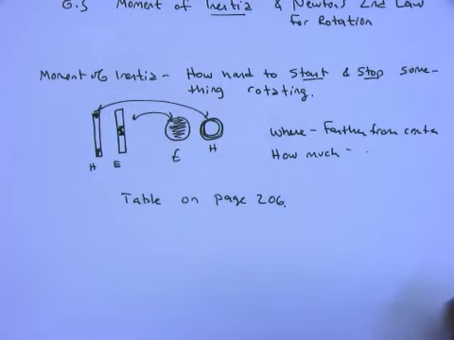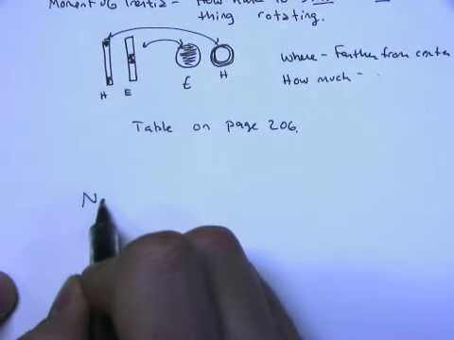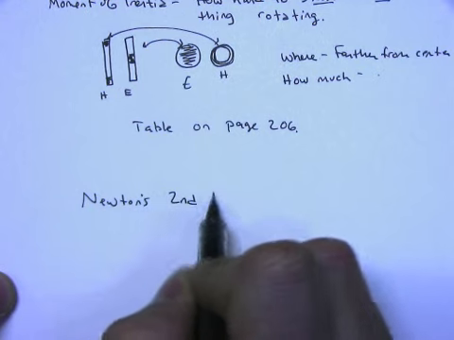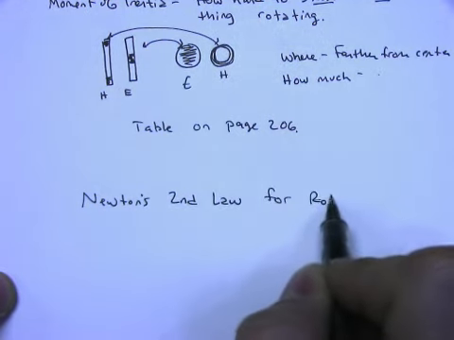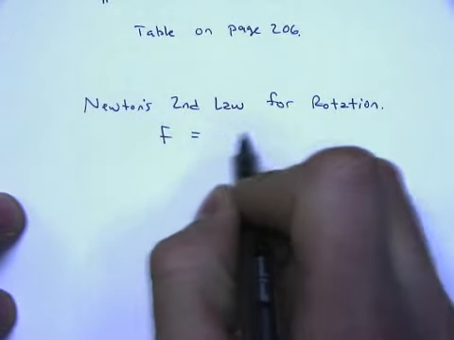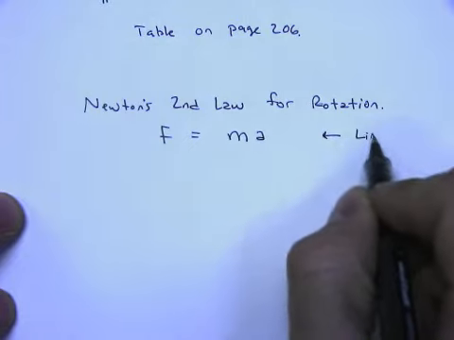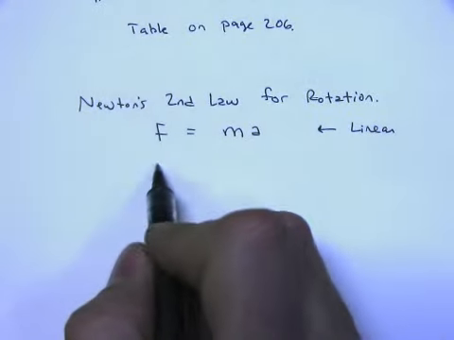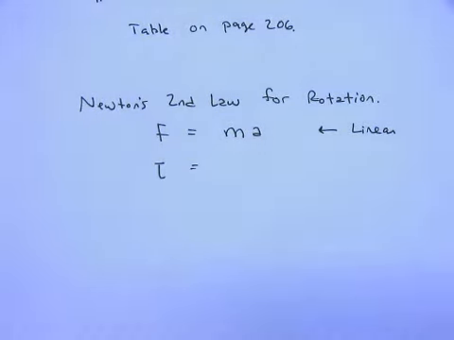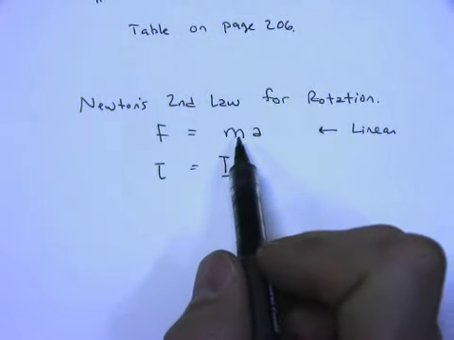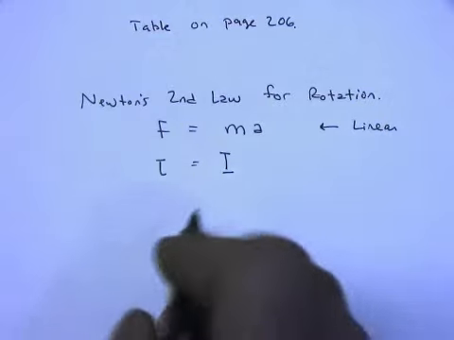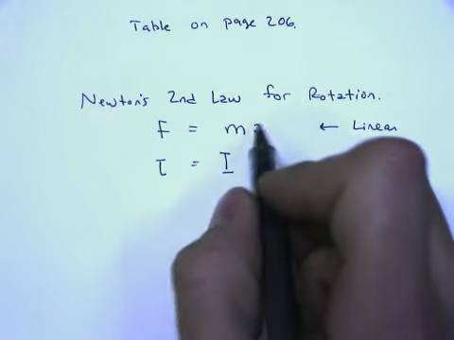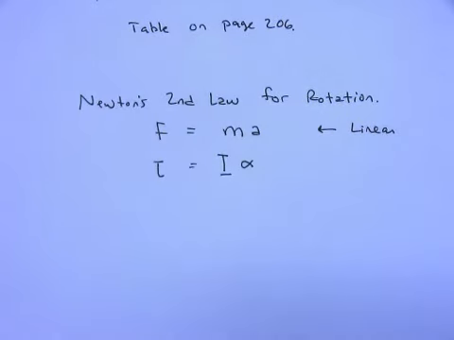The next thing I want to talk about is Newton's second law for rotation. Well, Newton's second law in general is F equals ma, but that's for linear movement. For rotational movement, instead of F, we have a torque. Instead of mass, we have the moment of inertia, because not only does it depend on how heavy it is, but it also depends on where the mass is. And then instead of acceleration, we have angular acceleration.